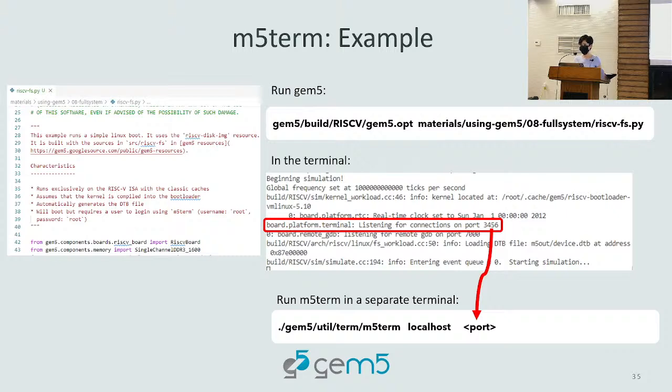Just run it. It does the full system simulation, and then you can find the port number. Once you have the port number, launch a separate terminal, and then use the gem5 util m5term, with localhost and the port number. You should be able to connect to the guest terminal console.